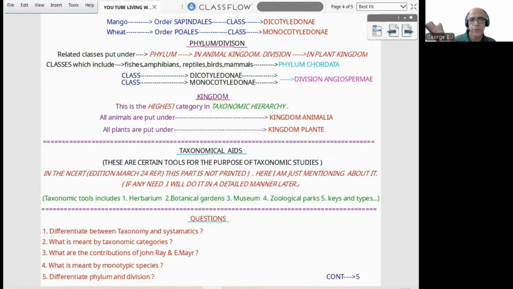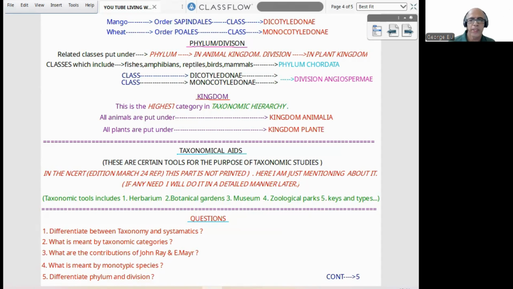All animals are put under kingdom Animalia. All plants are put under kingdom Plantae. So species, genus, family, order, class, phylum, kingdom. Seven categories. Taxonomic hierarchy, in ascending and descending order.